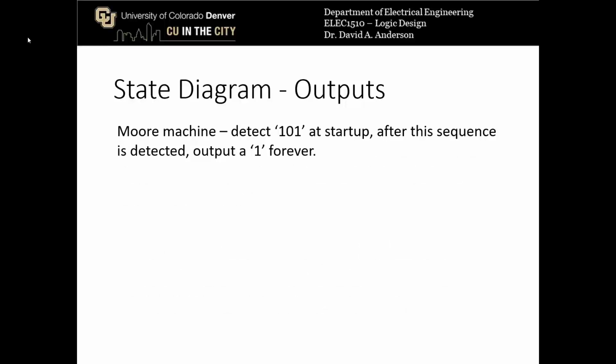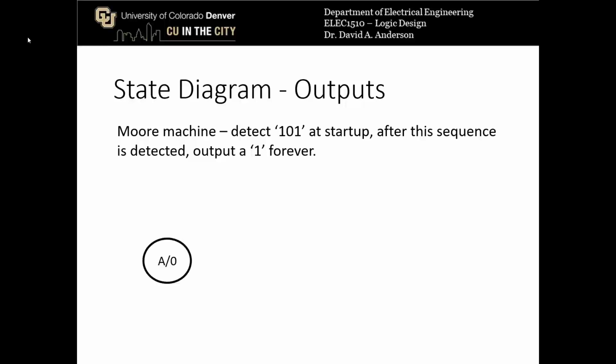So let's demonstrate how the state diagram changes when we include outputs in a Moore machine style. In this state diagram, I want to design a state machine that will detect 1, 0, 1 as a sequence at startup. And after that sequence is detected, we want to output a 1 forever. This could be some kind of startup check, say, for the first time that some computer or machine is turned on. So let's start in state A.